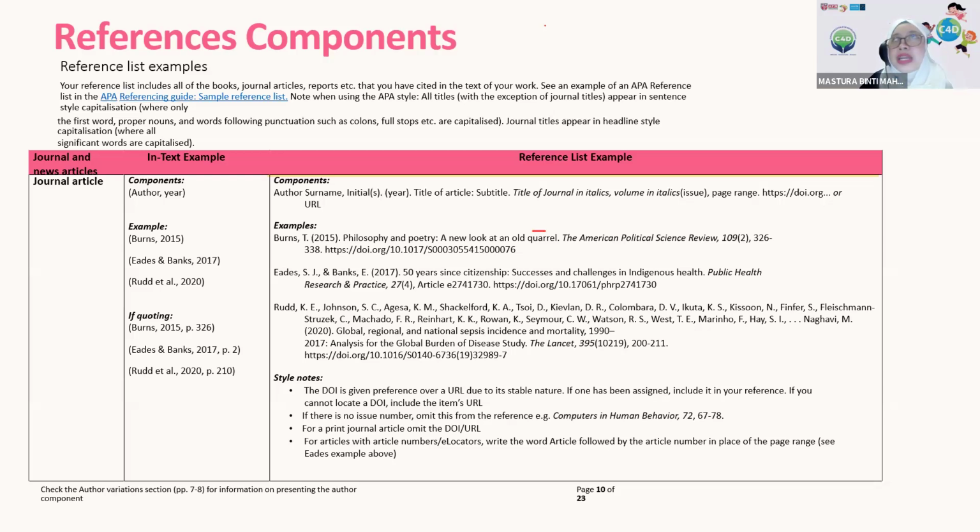So if you cannot locate the DOI number, you have to include the URL, the URL for the particular item. And if there's no issue number, you have to omit the item's URL, right? And for articles with numbers or e-locators, write the word "Article" followed by the page number and range. So basically you have to follow the example above.